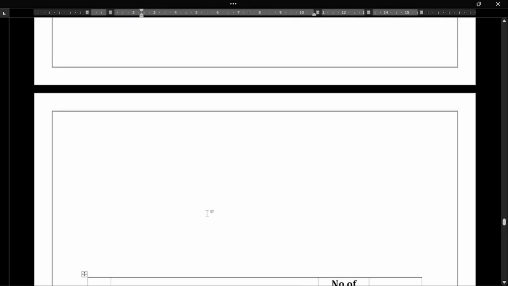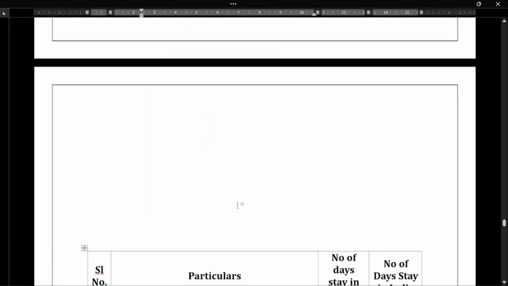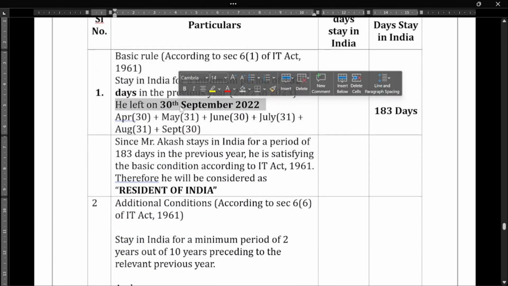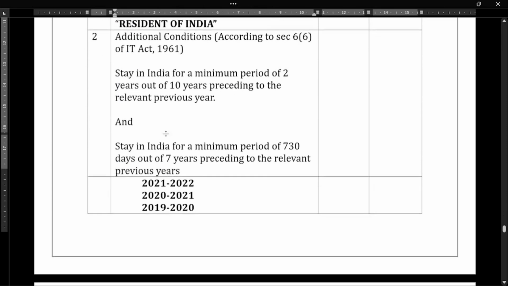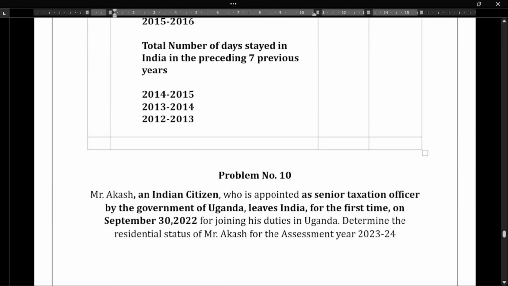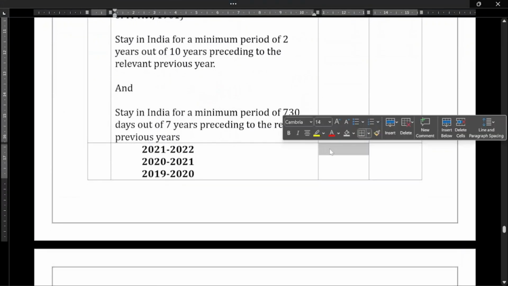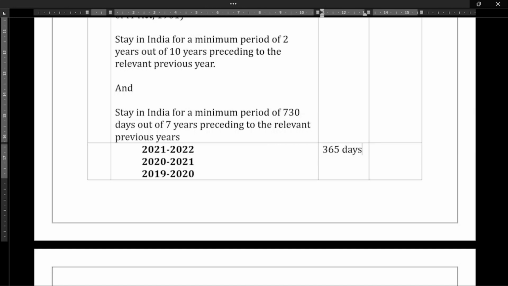What they have told is that he left India for the first time, on 30th September. First time he is leaving, which means before that he was in India. So 2021-22 he was there fully, so 365 days. And 2020-21 also he was in India the whole year, 365 days.